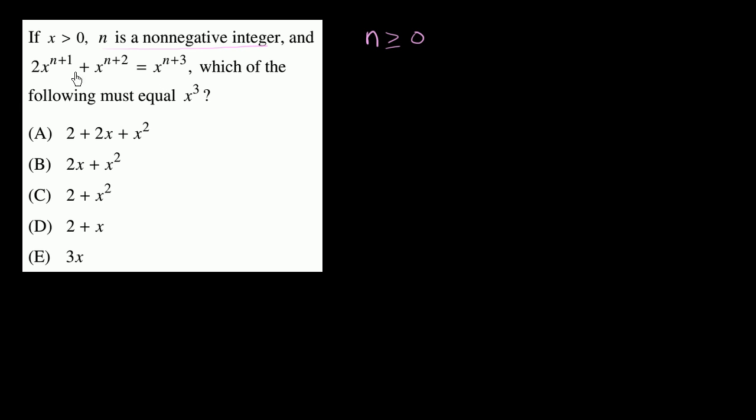So let me see if I can rewrite this a little bit to see if I can get it in a form that might make sense of what x to the third is equal to. Actually, let me just rewrite the whole thing. So it's 2x^(n+1) plus x^(n+2) equals x^(n+3).